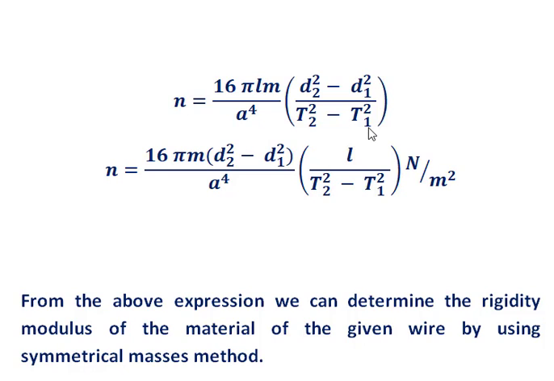Now the variable quantities here are the length and the period of oscillation, that is, the time. So these two variable quantities are taken separately. So n is equal to 16π m (d2 square minus d1 square) by a power 4 into L by (T2 square minus T1 square) Newton per meter square. From this expression, we can determine the rigidity modulus of the material of the given wire by using the symmetrical masses method.